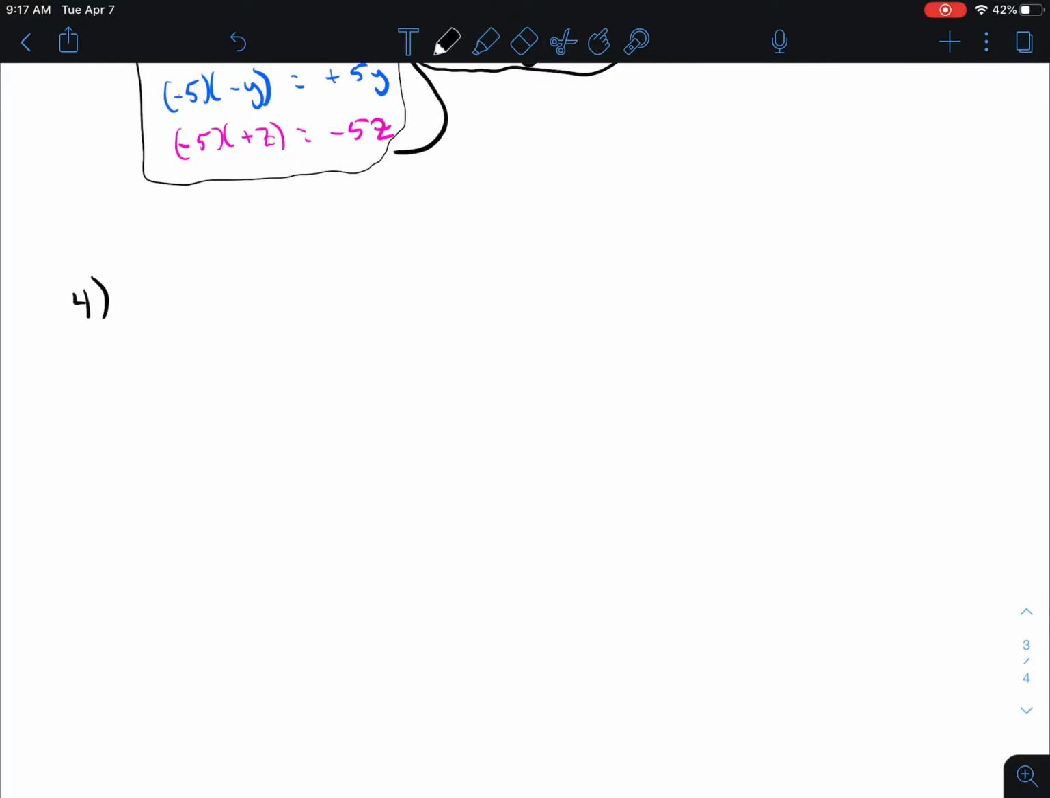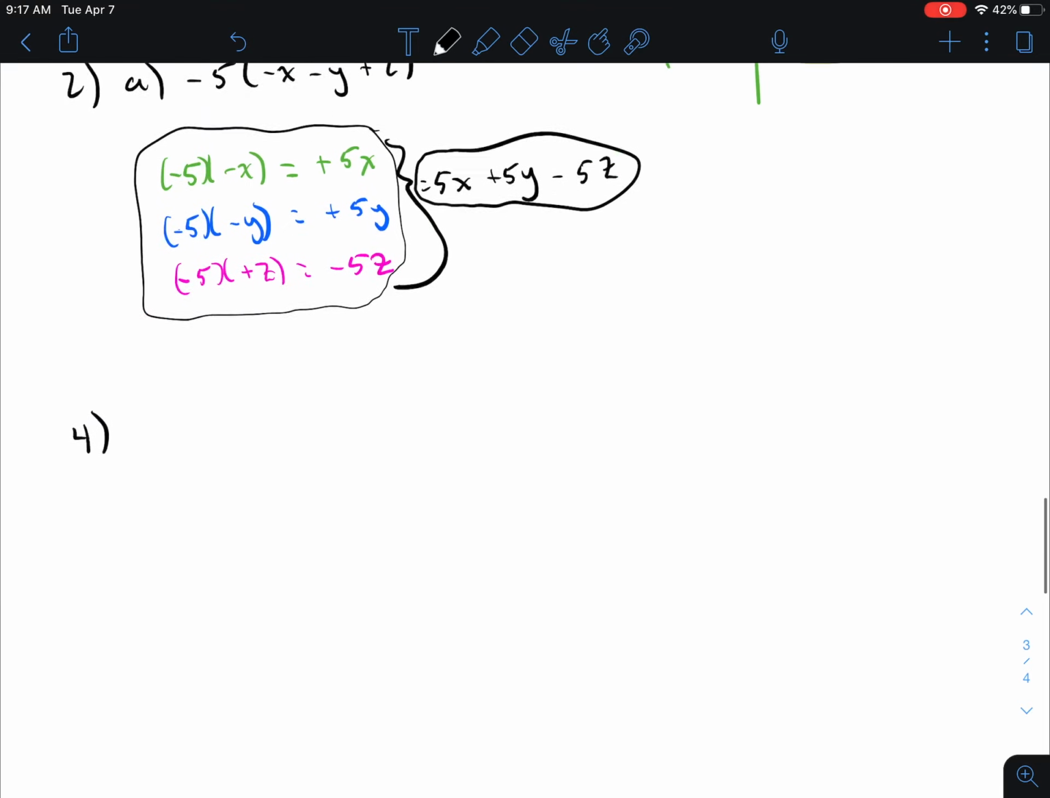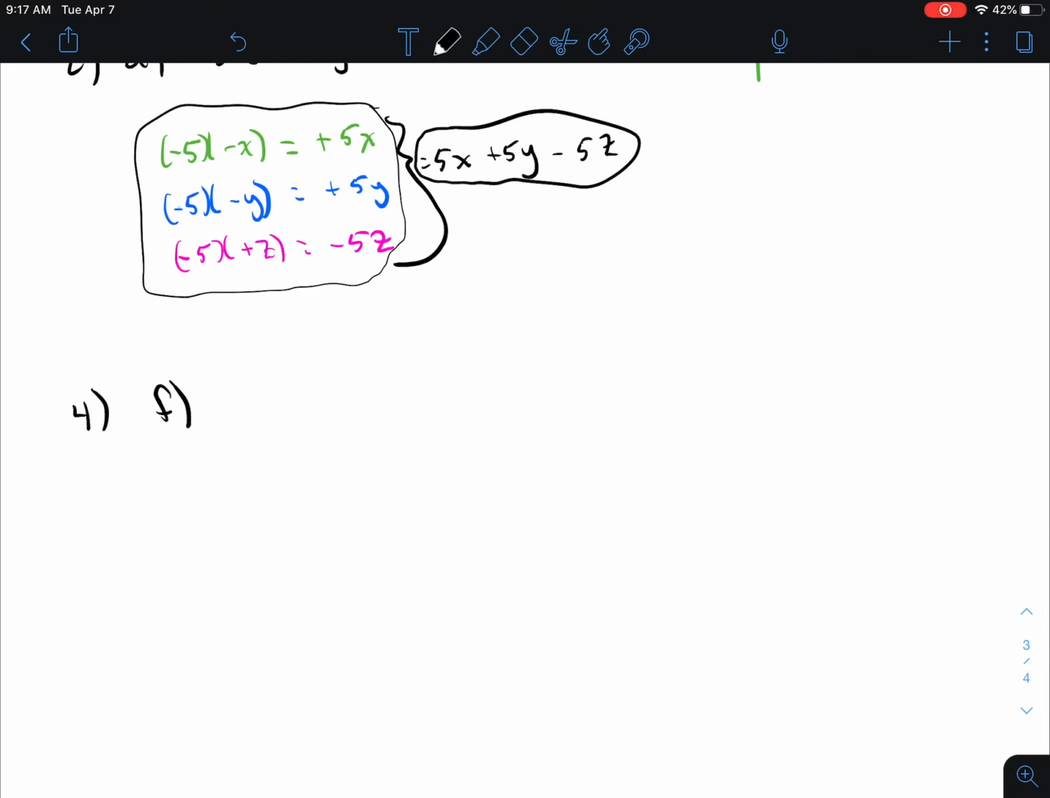Let's see if I can pick an interesting one. I'll do F, because I don't think I asked you to do F. So I'll do F just so that you guys have a different question to see. So it's 2 multiplied by a plus 5, a minus 3. So you could do this a couple different ways.